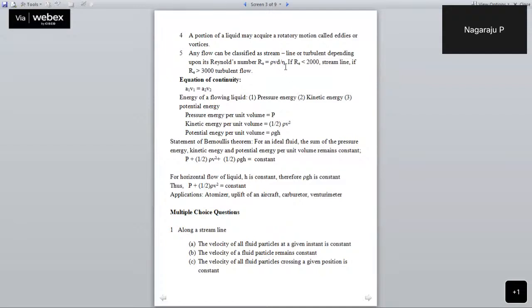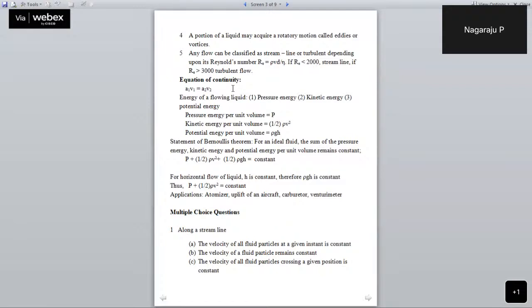Suppose the Reynolds number Re is less than 2000, we normally say streamline. And on the other hand, if it is greater than 3000, it leads to turbulent flow. So again, it depends on the situation, but the maximum number given here is less than 2000 and greater than 3000. Then let us now come to the equation of continuity. So what is the equation of continuity?